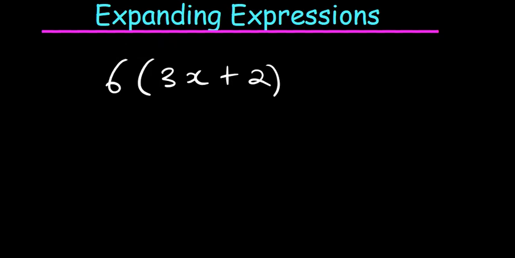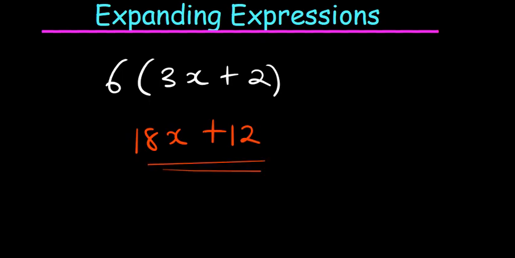Now 6 multiplied by 3x will give us 18x. The same 6 is going to multiply with the 2 on the other side. That will give us a positive 12. So this is an expanded form of the question that we have on top. Let's solve some questions. Let's say I've got x squared multiplying with 4 minus 2x to the power 3. How do we solve such a one?